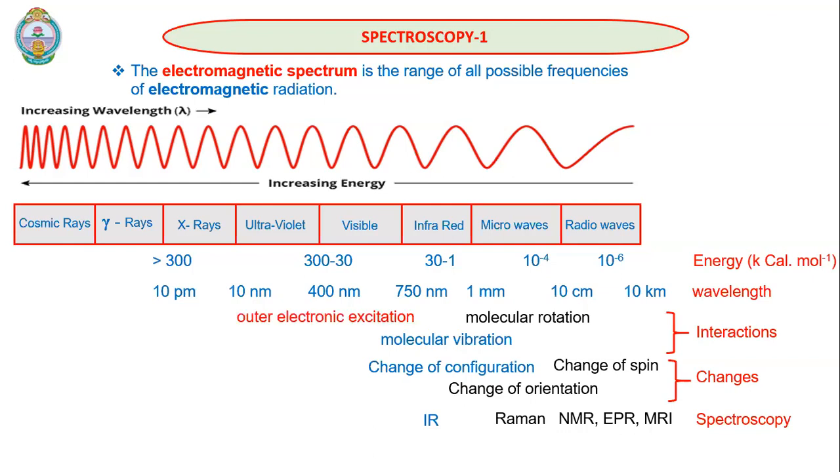Now the visible and ultraviolet radiations, because of their higher energy, when they fall on a specimen, will excite outer electrons, or we can say excitation of valency electrons. So when visible light and ultraviolet light fall on a specimen, valency electrons in the ground state can be excited to higher states.